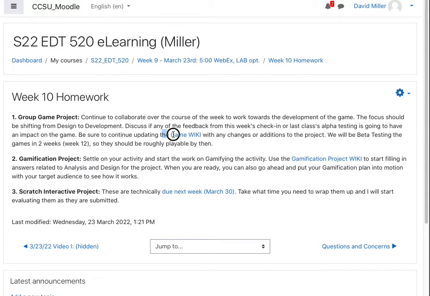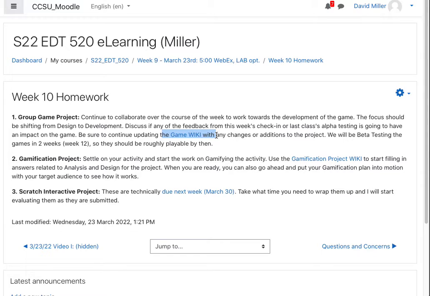Make sure that you are updating the game wiki with any information as you get it completed. Any of the instructional design questions, the flow chart should be being developed, and that should be put in there. You can either link to an online flow chart or upload a file or an image.